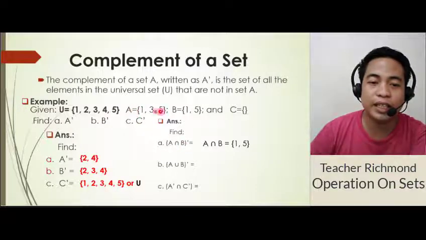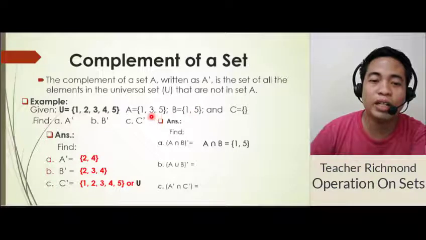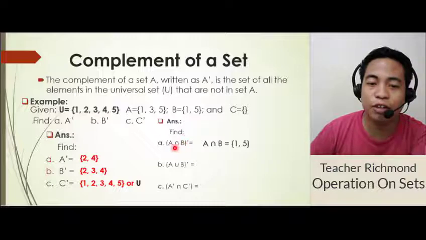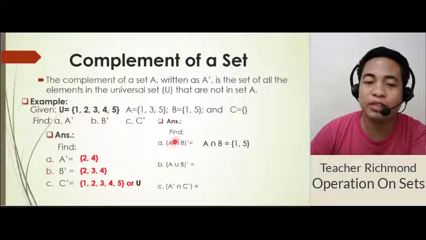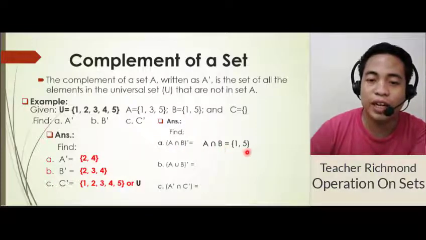So you look at set A and set B, and you remember what intersection is. Intersection are the elements that are present in both sets, set A and set B. So what are the elements that are present in both set A and set B? We have 1 and 5, because 1 and 5 are present in set A and set B. Therefore, the intersection of set A and B is 1 and 5. Now that you have the value for the operation inside the parentheses, you can get the complement of this operation.